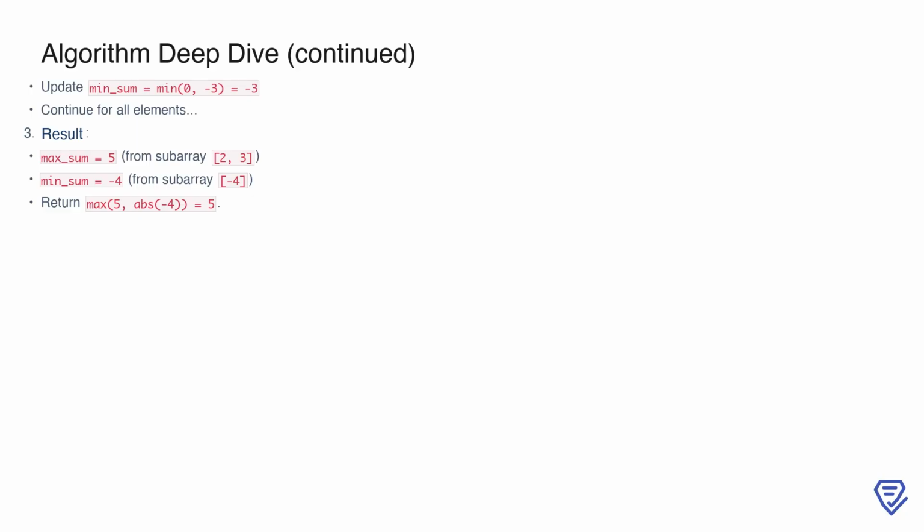By the end of the iteration, we find that max_sum is 5, which corresponds to the subarray 2, 3, and min_sum is -4, which corresponds to the subarray -4. The result is then calculated as the maximum of max_sum and the absolute value of min_sum, giving us max(5, abs(-4)) equals 5. This demonstrates how the algorithm efficiently computes the maximum absolute sum of any subarray in linear time and constant space while handling both positive and negative extremes effectively.